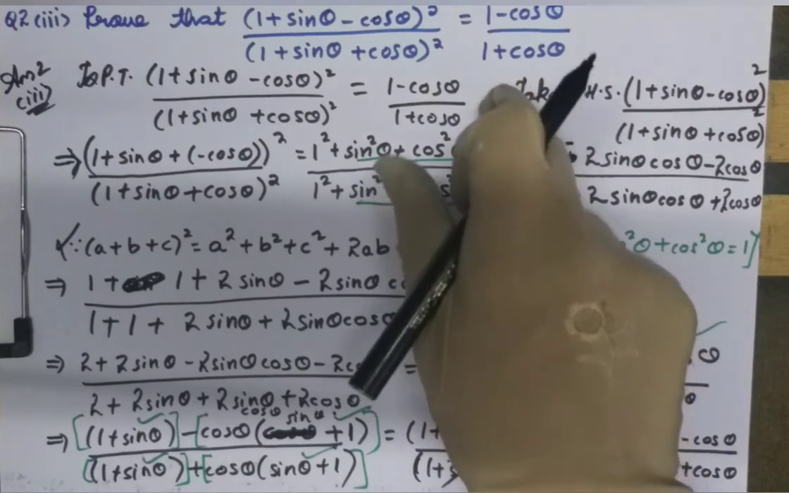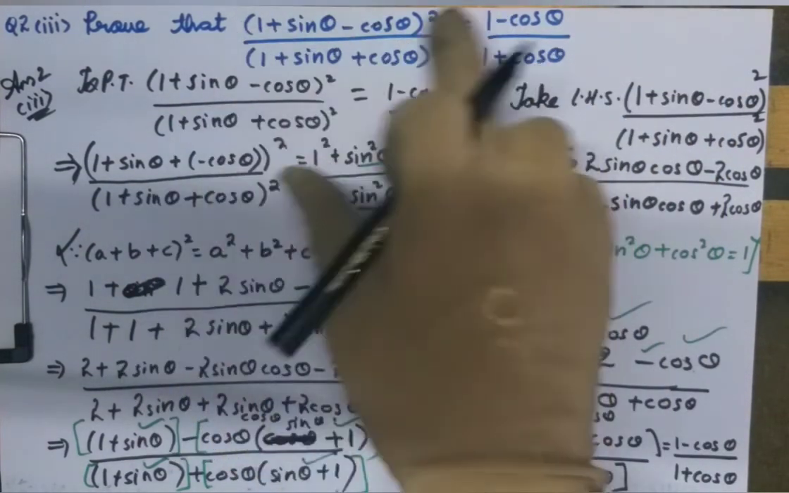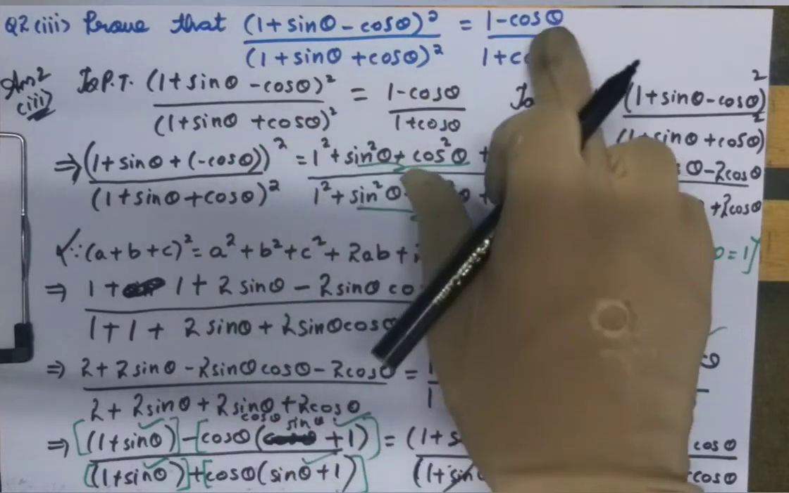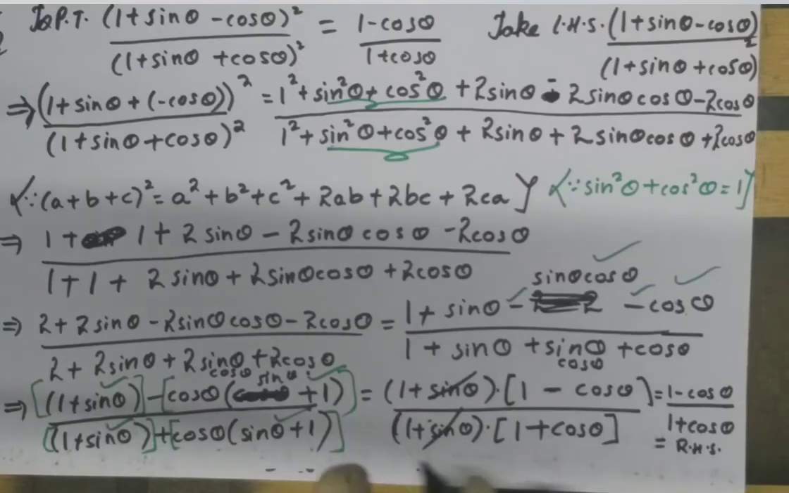So did we get the RHS? Yes. We took LHS, 1 plus sin theta minus cos theta whole square by 1 plus sin theta plus cos theta whole square, and we made the answer as 1 minus cos theta by 1 plus cos theta, that is equal to RHS. So here we can say, therefore LHS is equal to RHS, hence proved.